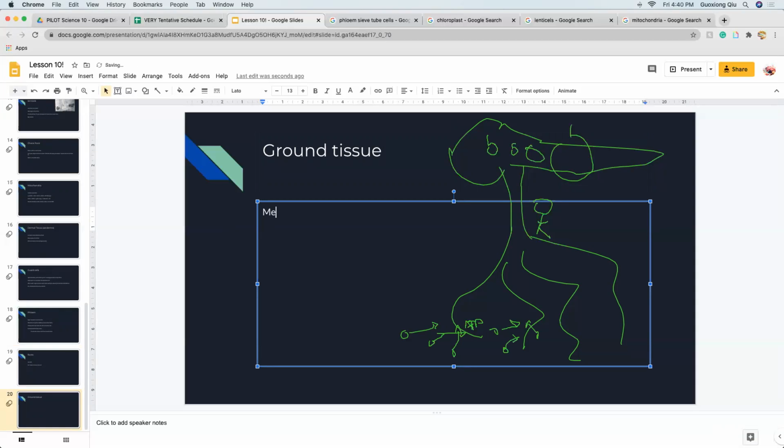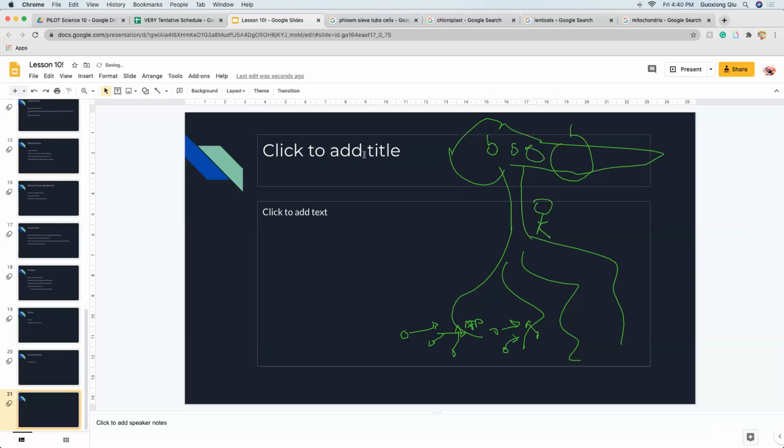So again, the spongy mesophyll tissue, or you can just call it mesophyll tissue. What is between upper and lower? No, it's just a repeat of what I wrote earlier. We're gonna skip this. It's a repeat.